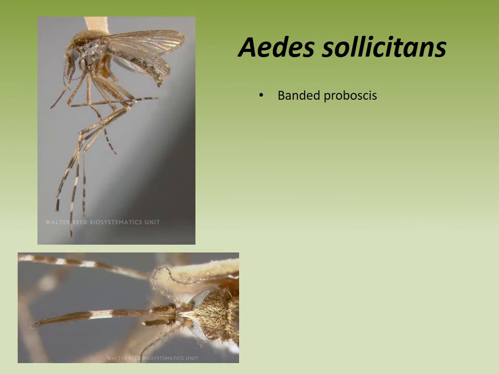The proboscis will have banding on this specimen. And I think this is the first species that we see with banding on the proboscis. You can see here the banding on the proboscis, right in the middle.